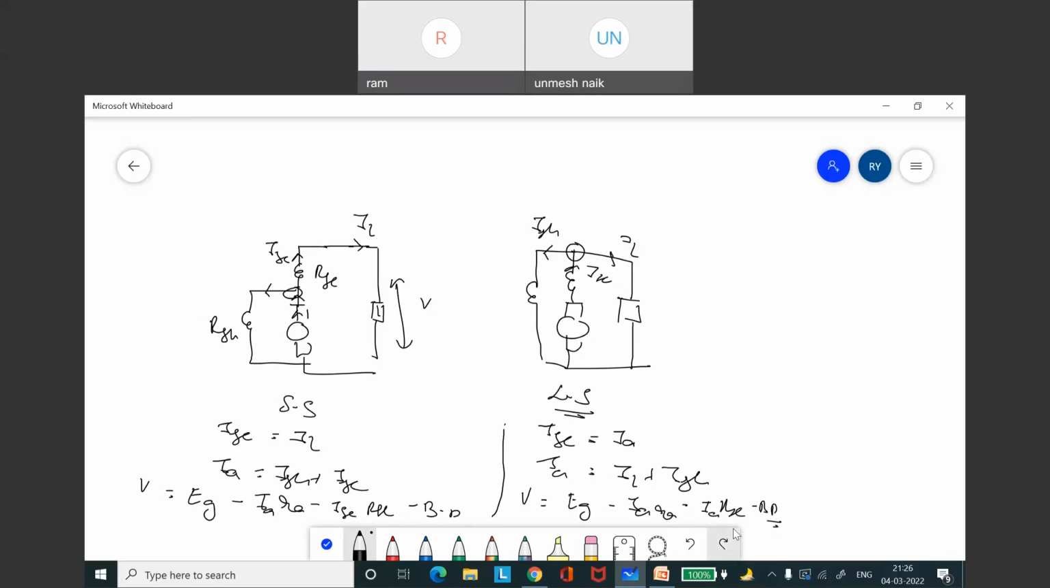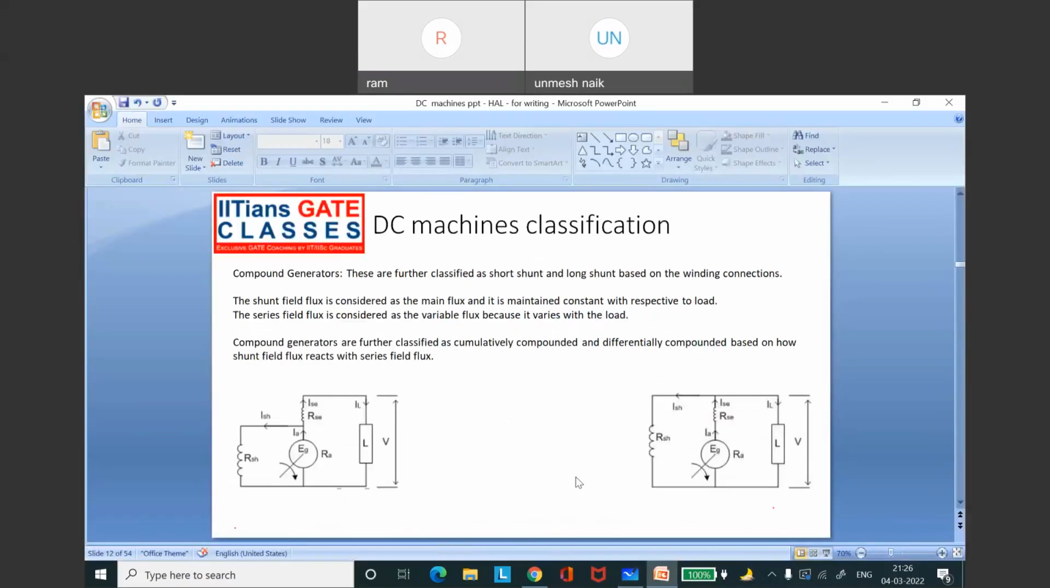Yes. Clear, Unmesh? Yes, sir. Clear, sir. Yeah. Okay. So see, this is the short shunt and this is the long shunt. Yes, I got it.